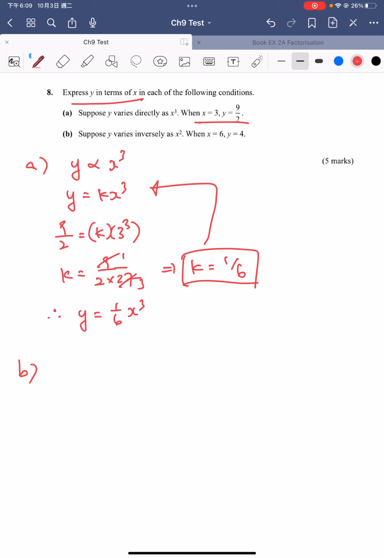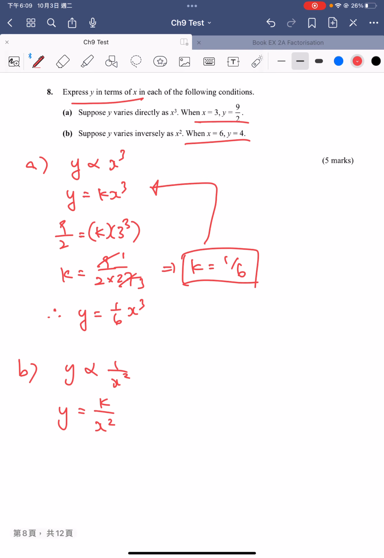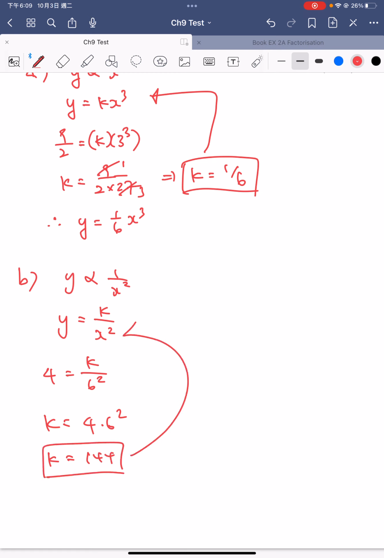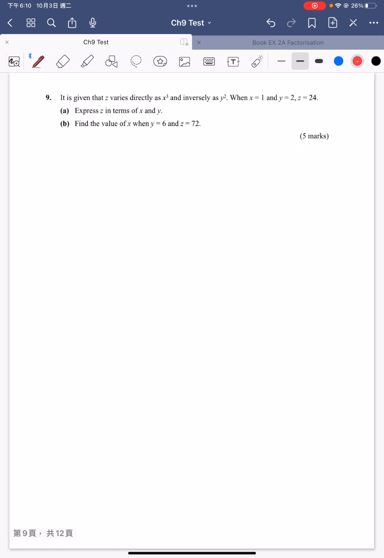Then part B is similar. We have y is proportional to 1 over x squared, as it's inversely. So then we change the sign to be equal to k, and y equal to k over x squared. Then we can substitute our condition, which is 4 equal to k over 6 squared. So k is equal to 4 times 6 squared, which gives you k is equal to 144. Still, this is not the end. We need to put it back into our original equation so that y is equal to 144 over x squared. So that's for question 8.